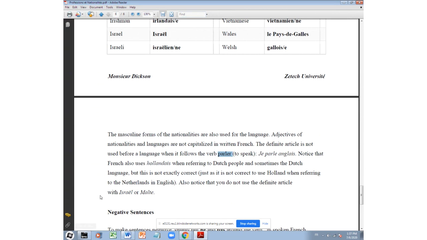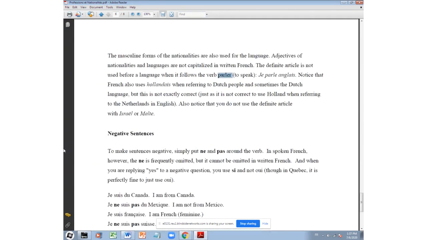Now, negation. Please note, we use the simple negation ne pas, where ne pas sandwiches the verb. So to make sentences negative, simply put ne and pas around the verb. Meaning ne before the verb, pas after the verb. In spoken French, however, the ne is frequently omitted, but it cannot be omitted in written French.